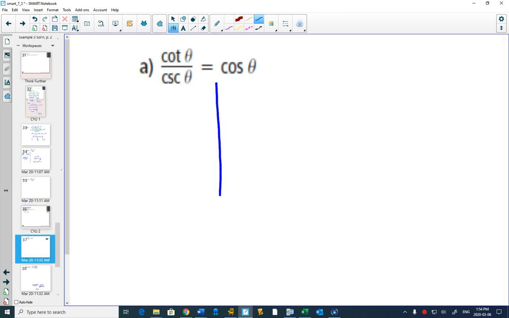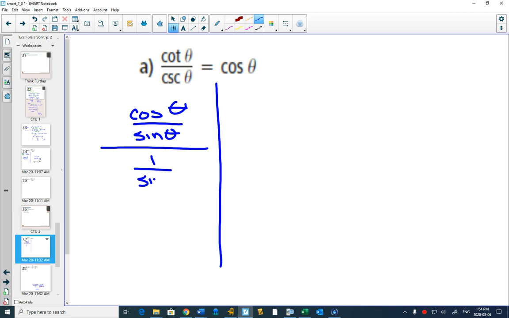Draw our line. And in this situation, probably our main strategy is going to be good. I can change cotangent. You could change it to 1 over tan or cos over sine, but since one of our main strategies is getting everything in sine and cos, usually for cotangent, it's going to be a better strategy to change it to cos theta over sine theta. And then cosecant theta is 1 over sine theta.